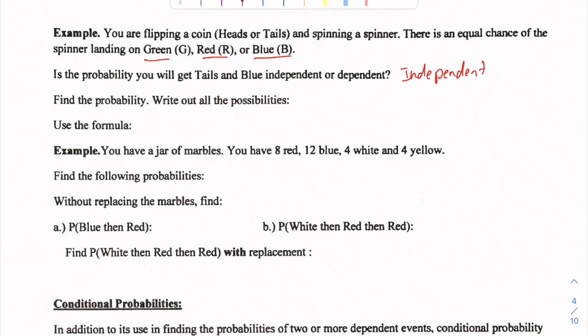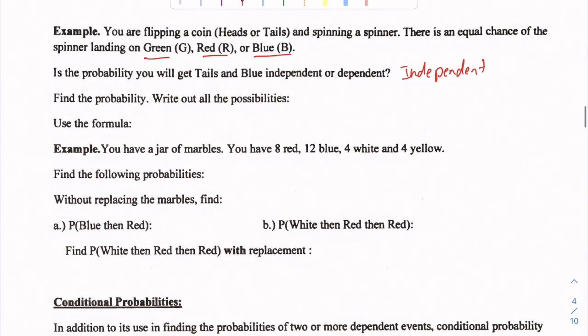Find the probability, write out all the possibilities. Okay, so if you want to think about it, what are all the possibilities that can happen here? Your goal is to get tails and blue, right? So what's the probability of getting tails and blue? So I'm going to write them individually here. The probability of getting tails times the probability of getting blue.